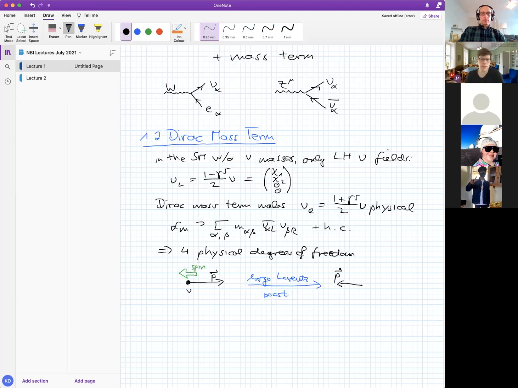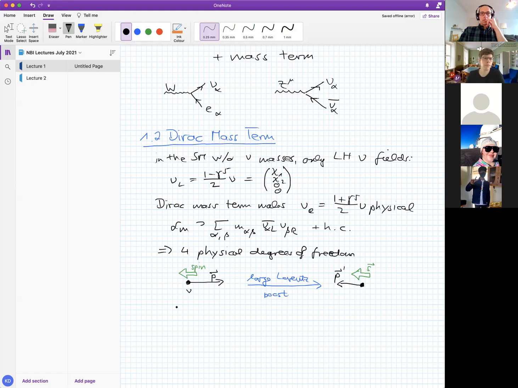So let's call this P prime. The spin vector, of course, is unaffected by this large boost. So the spin will still be pointing backwards. So just by doing this large boost, I've switched the handedness of my neutrino. Originally, my neutrino was left-handed. Now it's right-handed after the boost. And I could only do this because I'm working with massive neutrinos now. So this is an intuitive picture of why we now have to go from 2 degrees of freedom to 4 degrees of freedom.